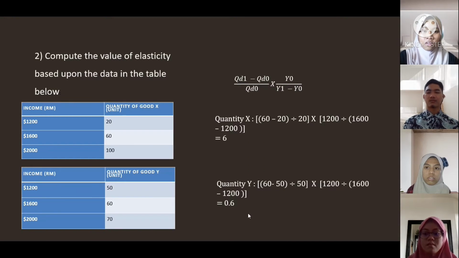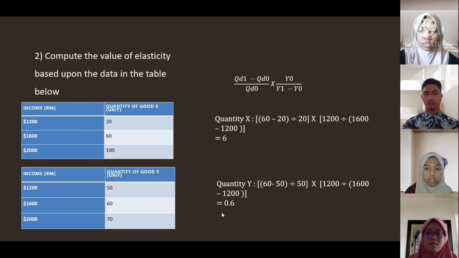For question 2, to compute the value of elasticity, we use the elasticity formula, which is Q1 minus Q0 divided by Q0, times Y1 divided by Y1 minus Y0. For good X, we choose Q0 equal to 20 and Q1 equal to 60, while Y0 equals 1200 and Y1 equals 1600. For good Y, we choose Q0 equal to 50 and Q1 equal to 60, while Y0 equals 1200 and Y1 equals 1600.